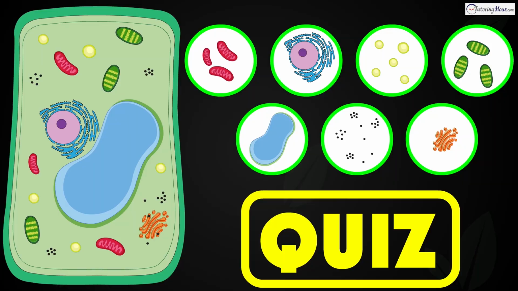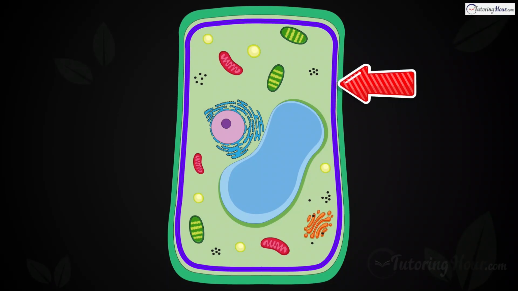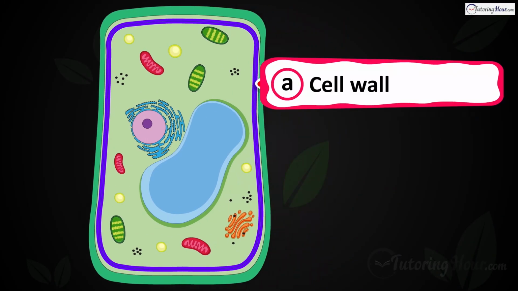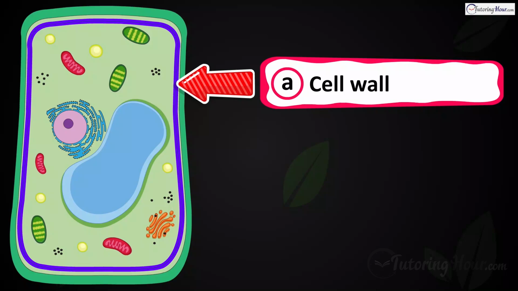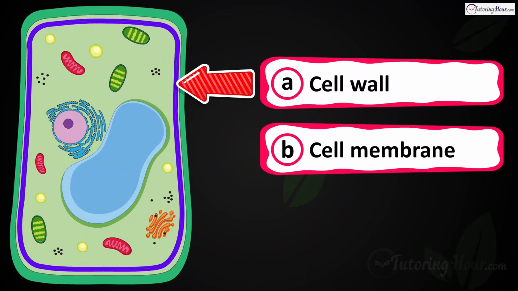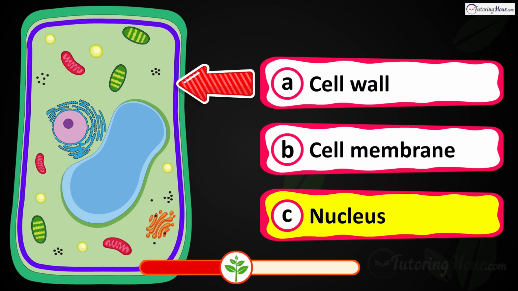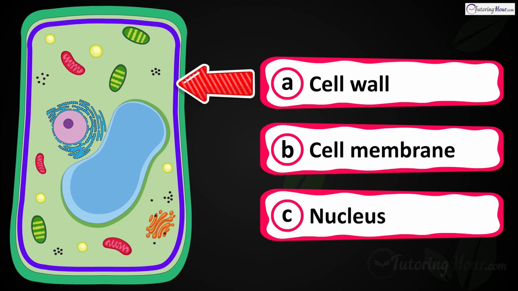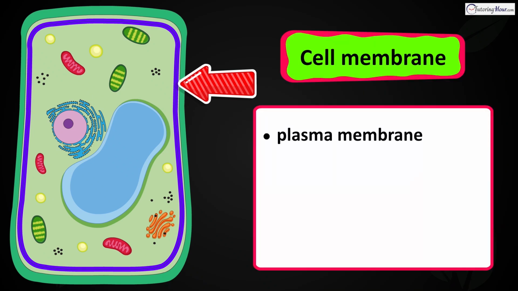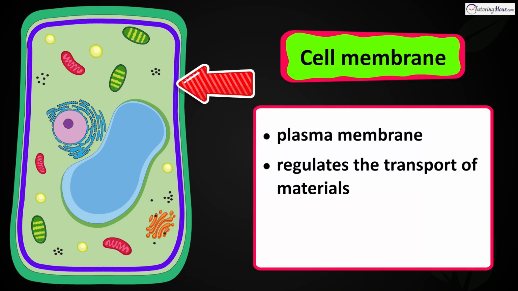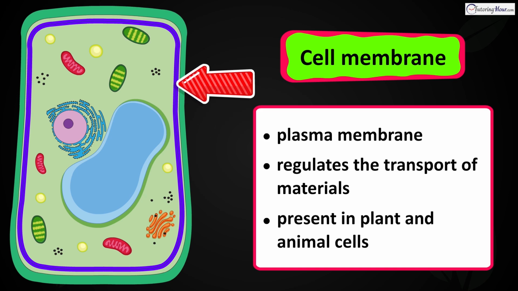Let's dive in. Can you identify the highlighted part in the cell? Is it A, cell wall, B, cell membrane, or C, nucleus? The correct answer is the cell membrane or plasma membrane. It regulates the transport of materials entering and exiting the cell. It is present in plant and animal cells.